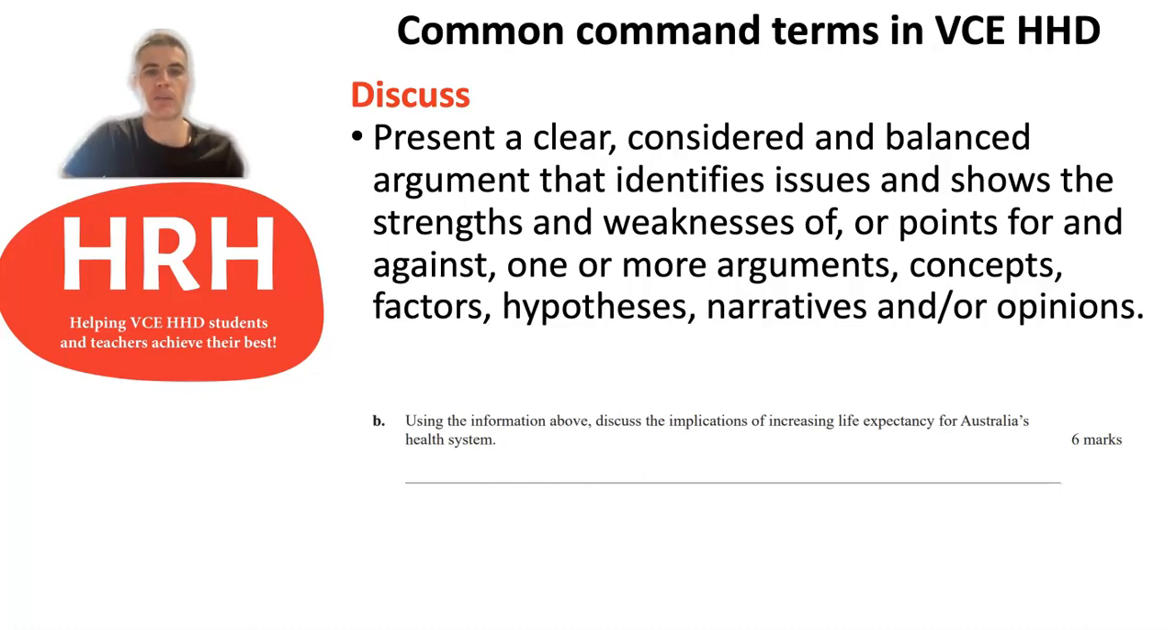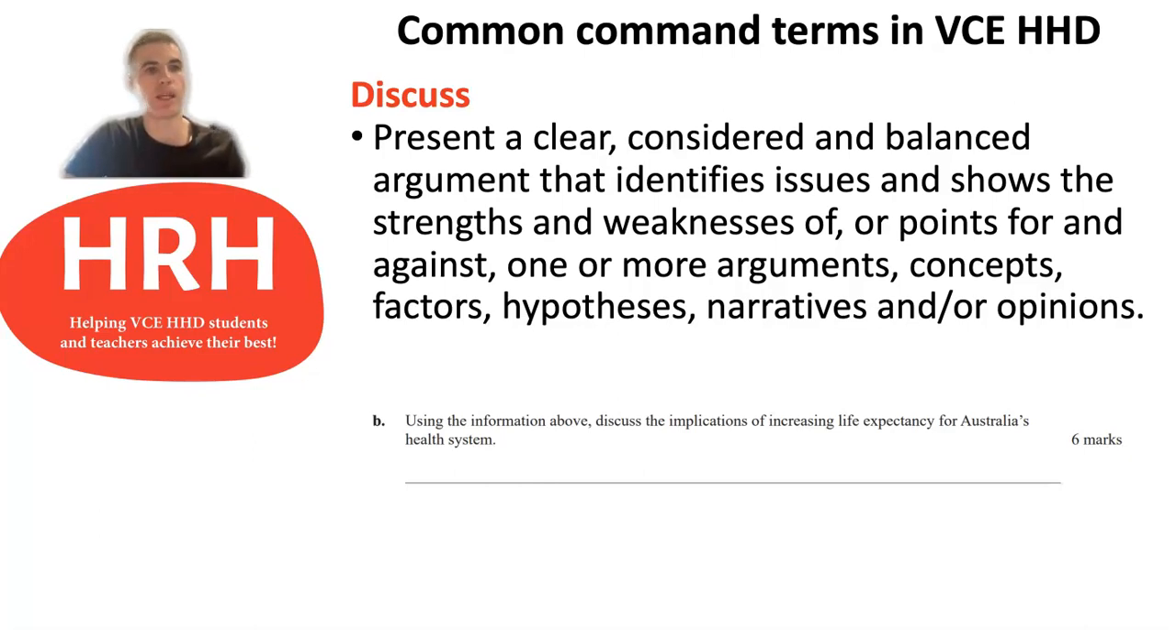marks. So you can see down the bottom here from a previous paper, it said, using the information above, discuss the implications of increasing life expectancy for Australia's health system. So you're going to be expected to go into quite a bit of detail for a 6-mark question here. And as this suggested, in this question here, you're obviously drawing in information that was provided prior to the question there. And it's talking about the implications. And so obviously you've got to then take that term implications and think about, given the information that was provided, what way you want to go with that.